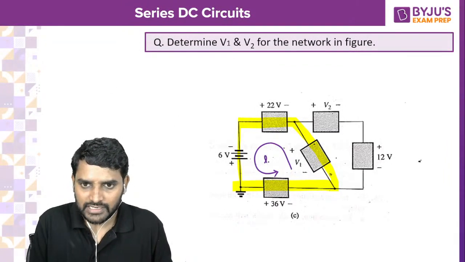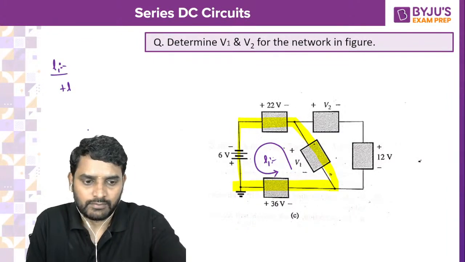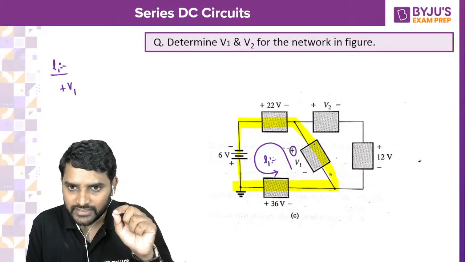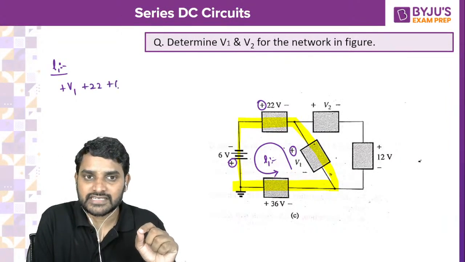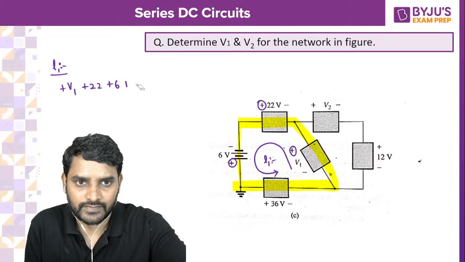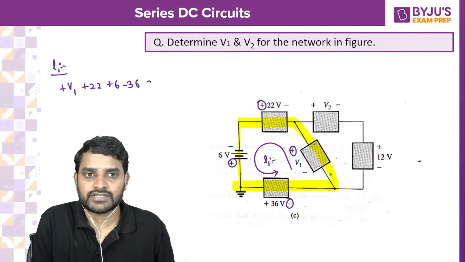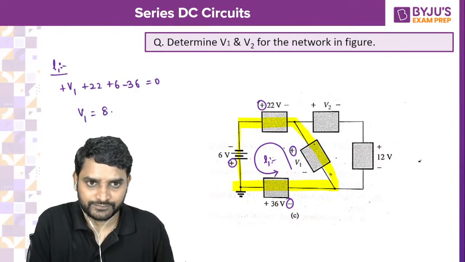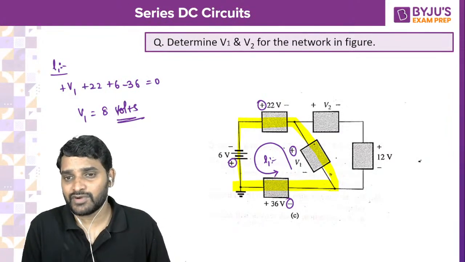So loop 1, let me write. Plus V1, leaving polarities. I am considering V1 leaving polarity, here also leaving polarity, here also leaving polarity. So plus 22 plus 6 minus 36, leaving polarity minus 36, is equal to 0. So V1 is equal to 22 plus 6, 28, 28 minus 36. You are going to get it as around 8. V1 is 8 volts.